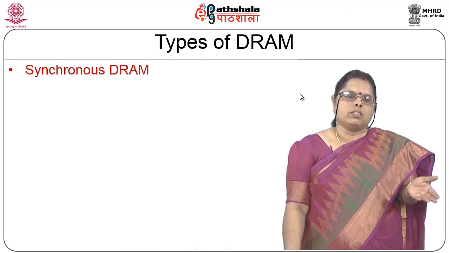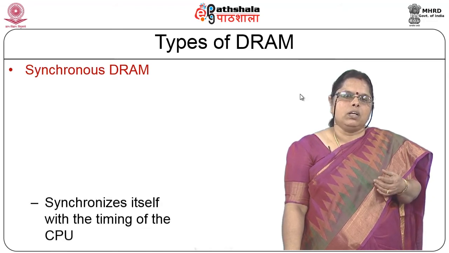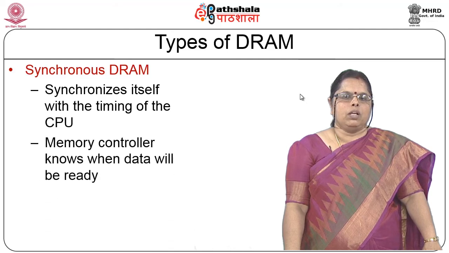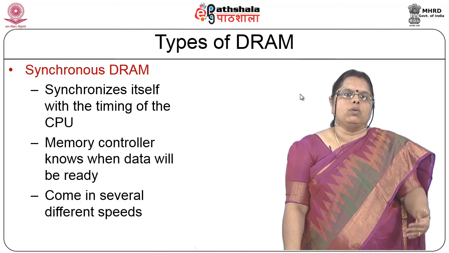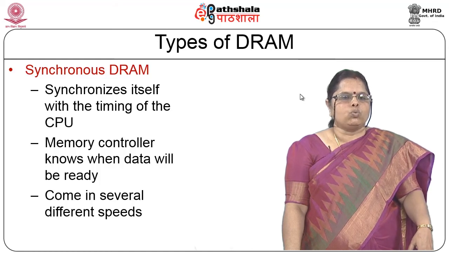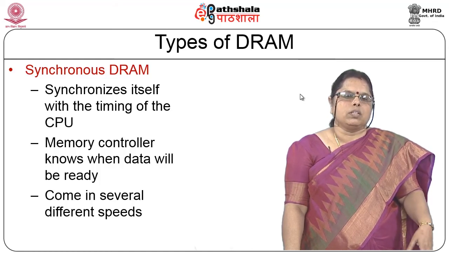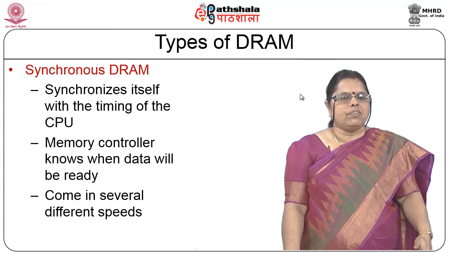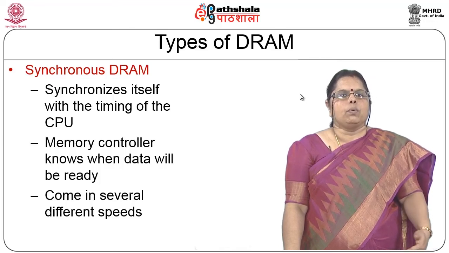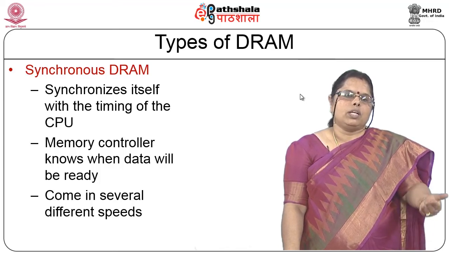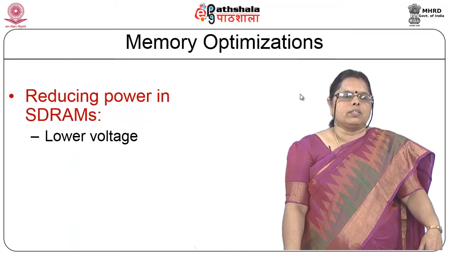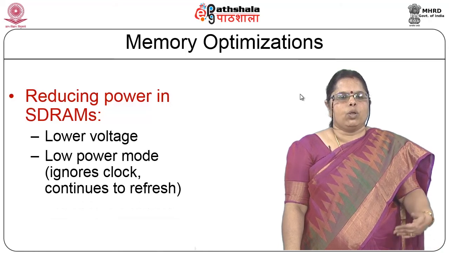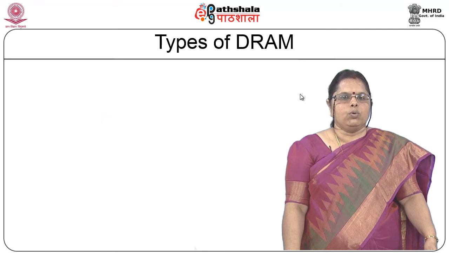So, based on the optimizations that have been suggested here, you have different types of DRAMs available. One is a synchronous DRAM. The synchronous DRAM synchronizes itself with the timing of the CPU. So, the memory controller knows when data will be ready and CPU cycles are not wasted. It also comes in several different speeds depending upon the clock frequency of the processor, so that it can synchronize with different processors. Reducing power in SDRAMs can happen by going in for a lower voltage mode or lower power mode, where you ignore the clock and you continue to refresh.